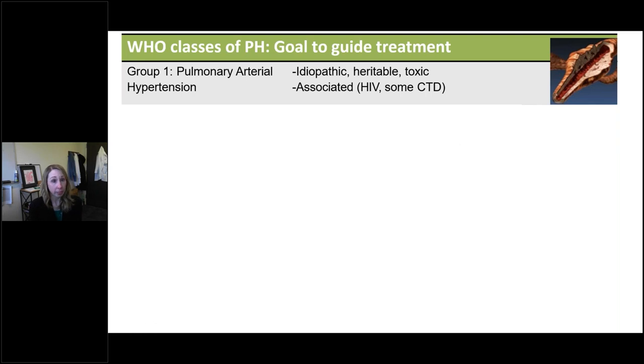The World Health Organization has made different classes of pulmonary hypertension, the goal of which is to help guide treatment. So I'm going to go through the classes here because it matters when we're thinking about treatment. So group one, pulmonary arterial hypertension, is sometimes inherited. It can be related to toxins such as methamphetamine use, or back when folks used to use fen-phen. It can be associated with autoimmune diseases as well, like scleroderma. You can see over here these really thick walls of this vessel here, which would make it harder for the blood to pass through.